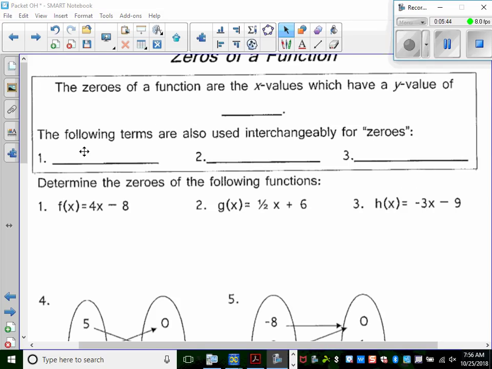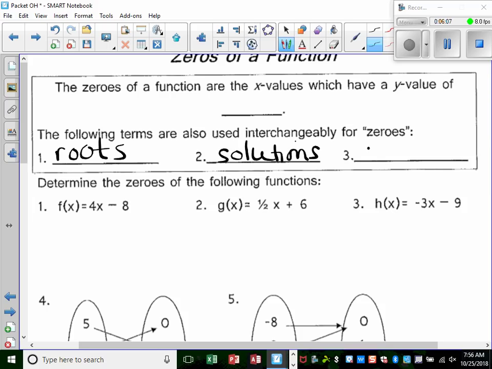This, we're just going to fill in these 3. We don't need to fill in the top. It says the following terms are also used interchangeably, which we just looked at on the other page. So the names that we could actually call the x-intercepts are roots. What else was on the other page? Solutions, okay. And what was the third one? And zeros. Okay. So we use that interchangeably. That means you might see one word or the other, okay?